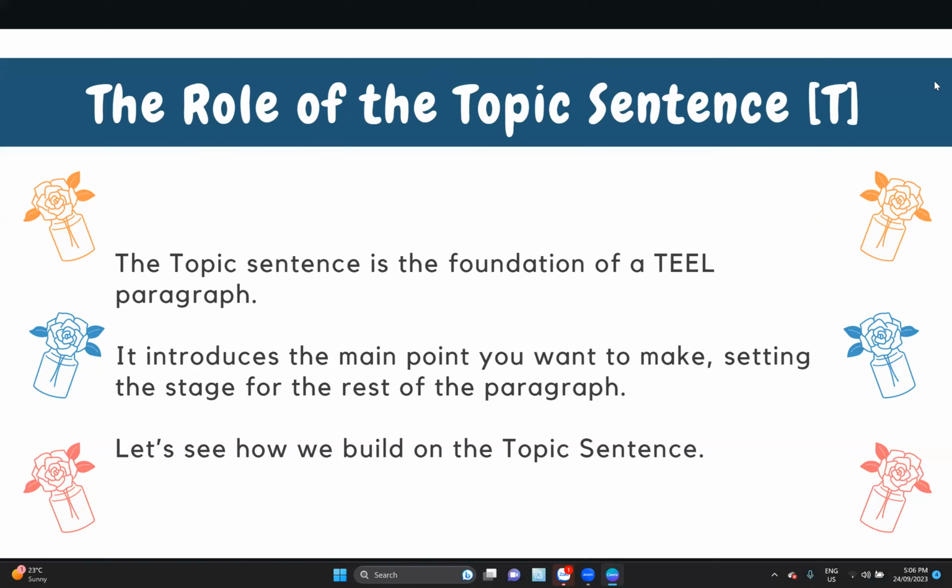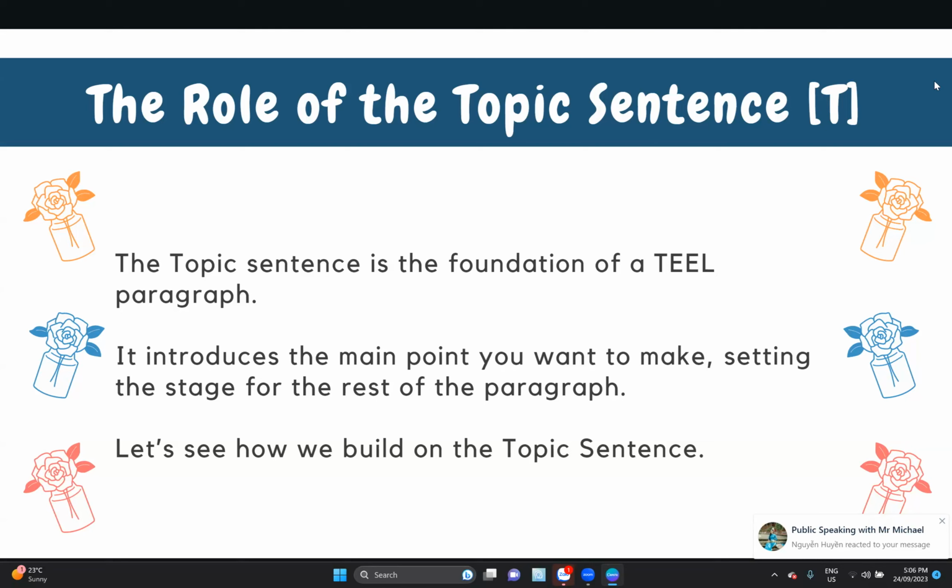Okay, so the role of the topic sentence, or the T in teal. The topic sentence is the foundation of a teal paragraph. It introduces the main point you want to make, setting the stage for the rest of the paragraph. So let's see how we build on the topic sentence.